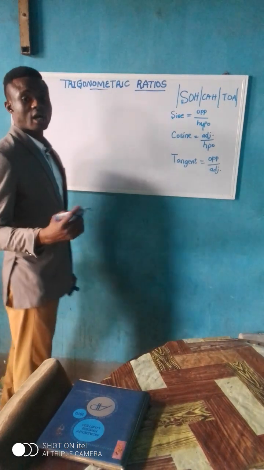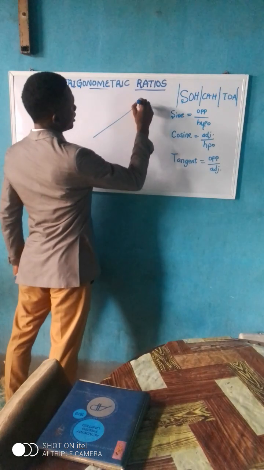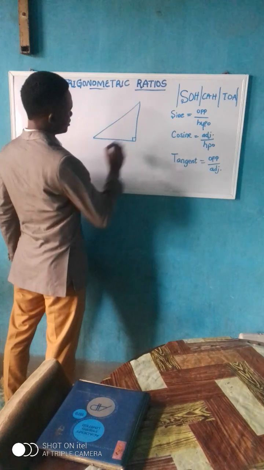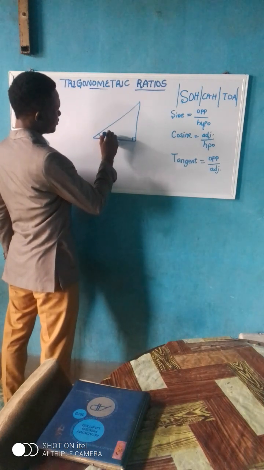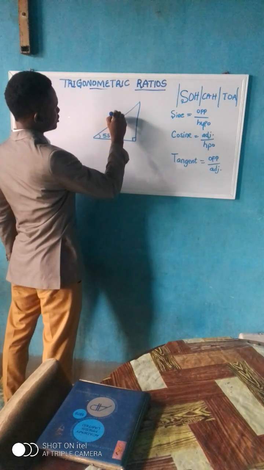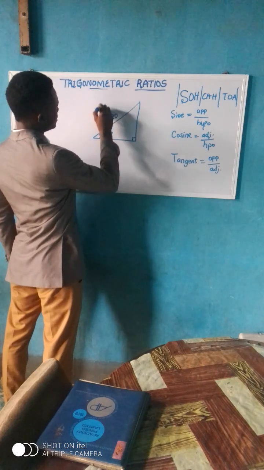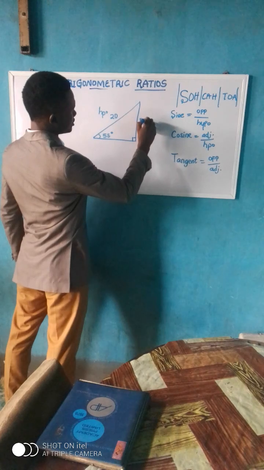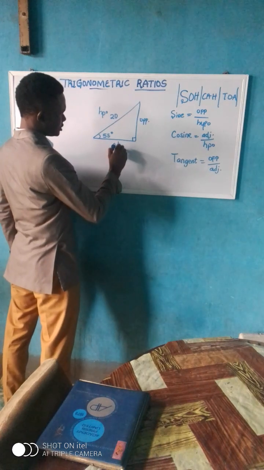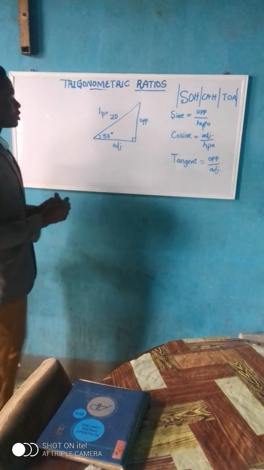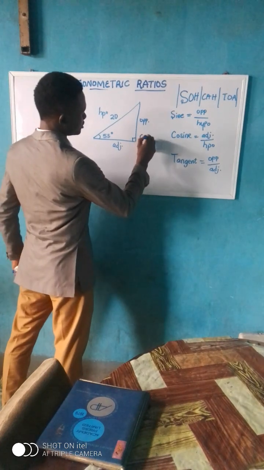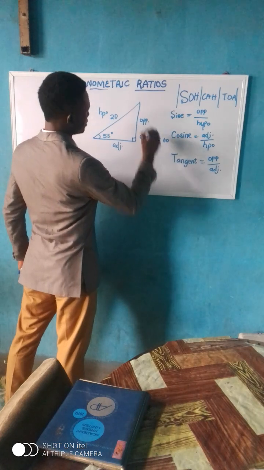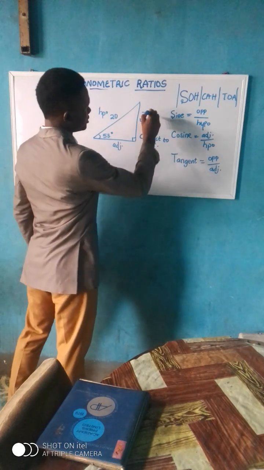So let's try doing this problem. This is number 9, and here is 55 degrees, and here is 20, which is the hypotenuse. Here is the opposite, and here is the adjacent. Now solving this problem, the instruction is to give the answer correct to two significant figures, and we are asked to look for x.